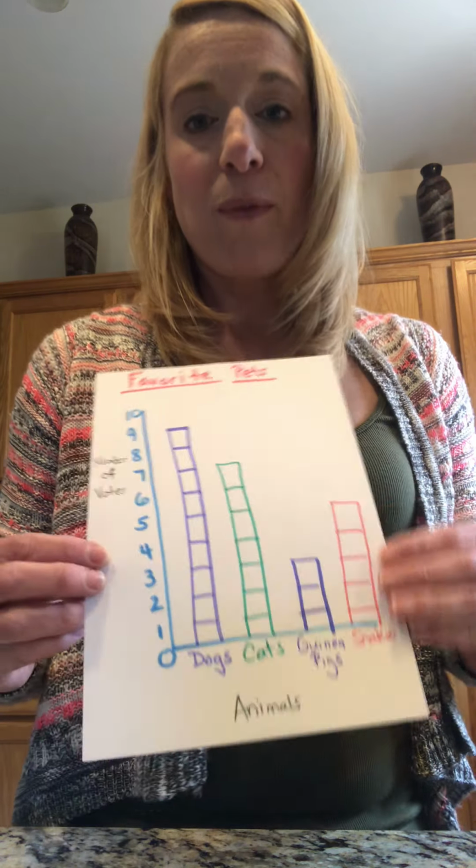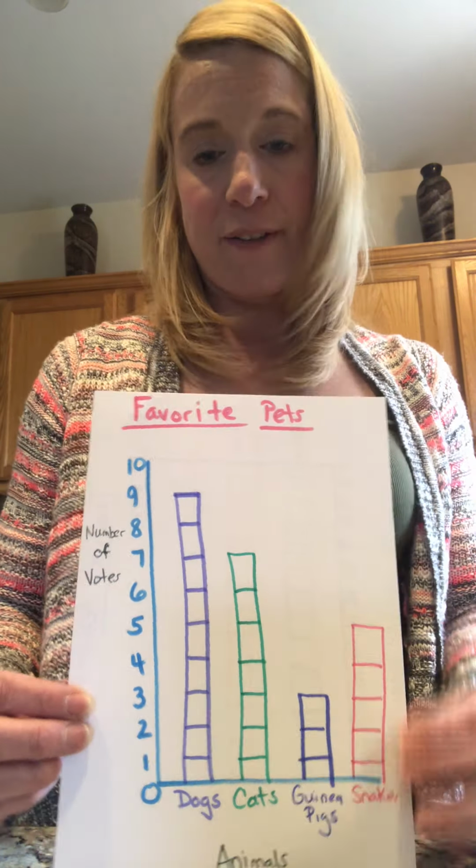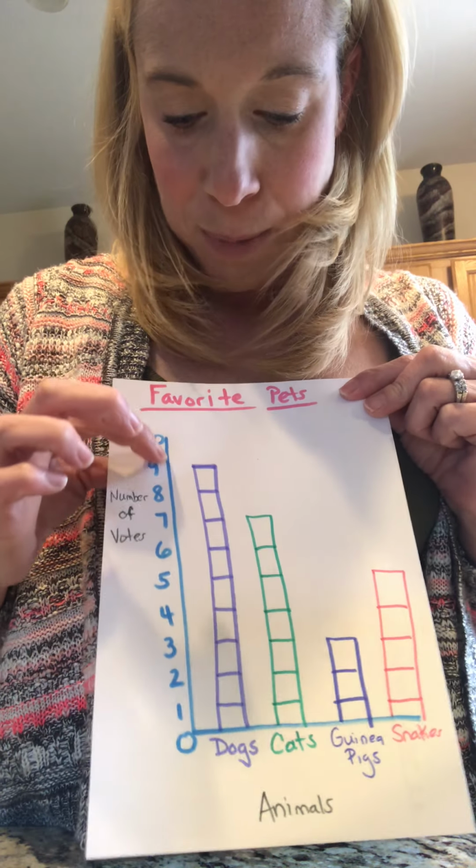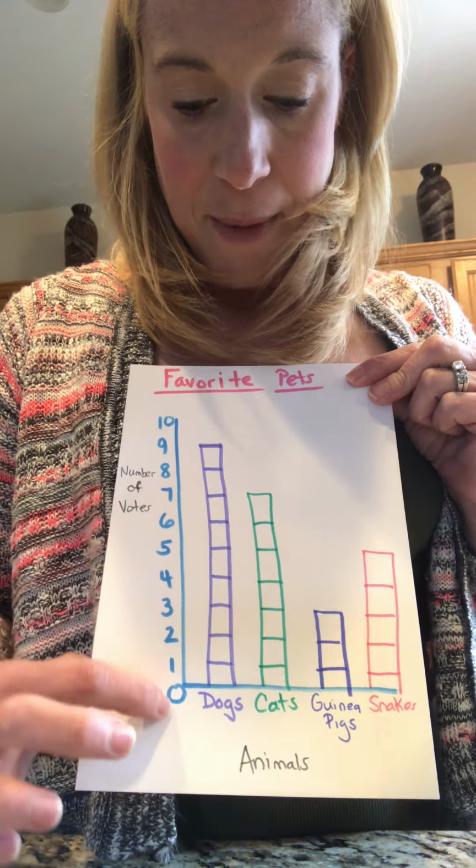Okay, a couple of rules about bar graphs. You need to have a title. You can see this one is called Favorite Pets. And then I made an L. If you look at my blue line here, I made an L. So when I go to draw a bar graph, even if I was in class, I would start with an L. So that's what I did first.